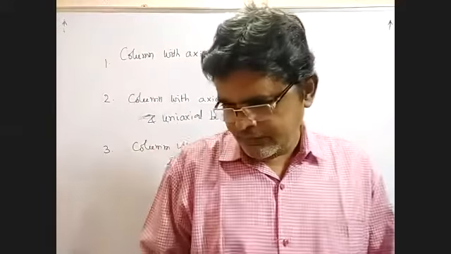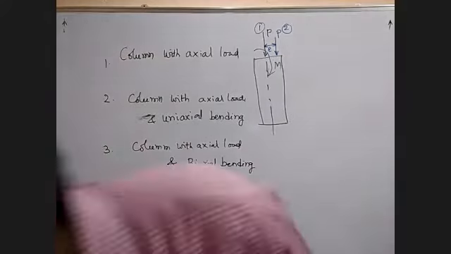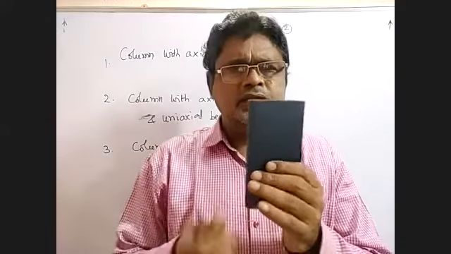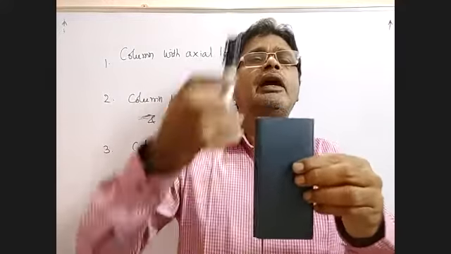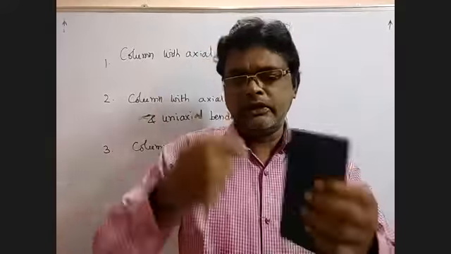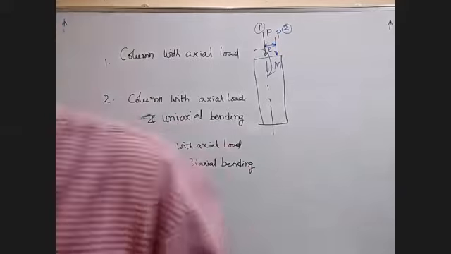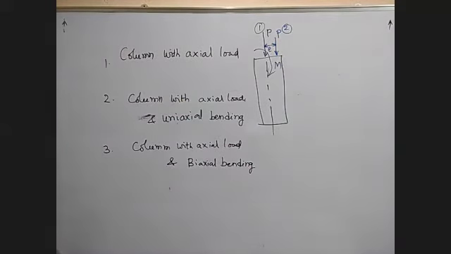See now, see here. This is a column. Assume that this is a column, vertical member, and this is subject to the CG of this is. I'll write it here.